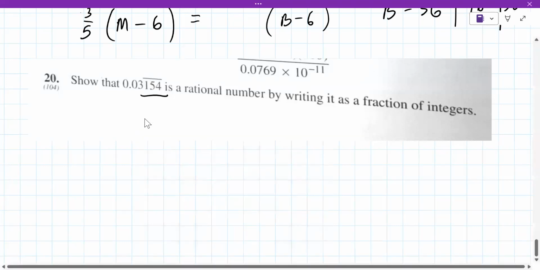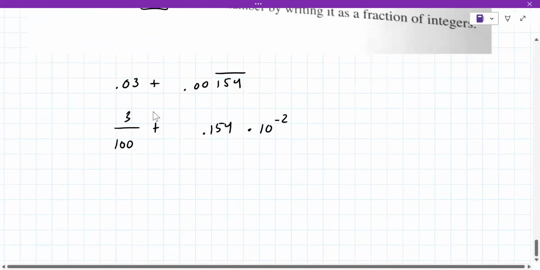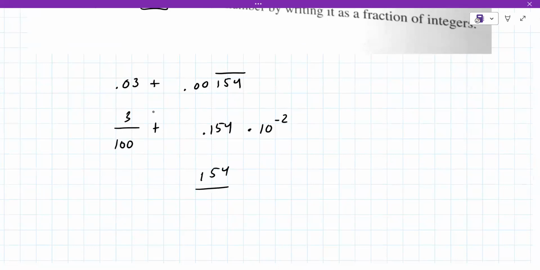I mean, it's not completely wrong, but you have to look at this as 0.03 plus 0.00154 repeating. So this 0.03 is 3 over 100. This right here is 0.154 times 10 to the minus 2. So that becomes 154 over 999 times 1 over 100.